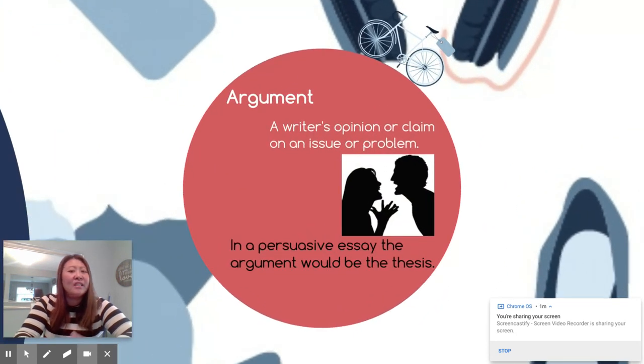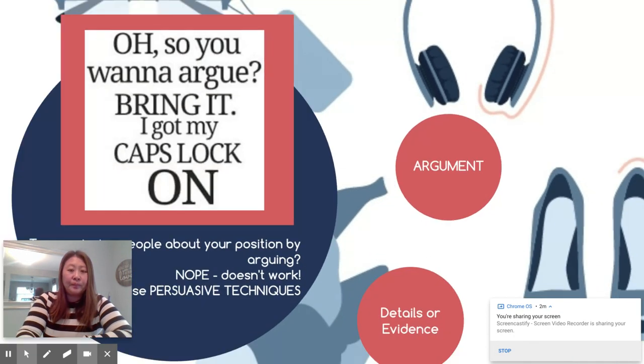So let's see, what is an argument? Well, an argument is a writer's opinion or claim. We studied claim with the last story, Teens in Tech. That's how it's all linking together. And that is a claim about an issue or a problem. And in a persuasive essay, which you will do more of, right, the further you get into school, a persuasive essay is basically an argument. And that argument is called a thesis statement. You're going to do lots of that in 7th grade. Okay, so that's what an argument is.